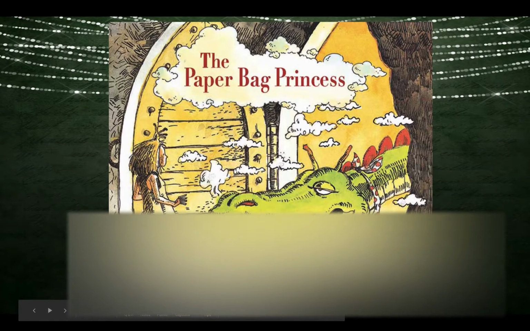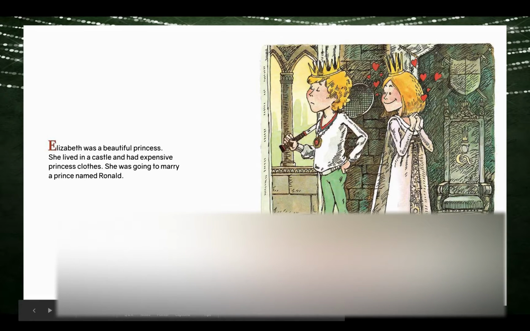So the cover of The Paperback Princess, again, thinking about setting. We see some sky over here with some clouds. It looks like some sort of cave. We obviously have our character here, right, a dragon, and we've got who we can assume is the princess wearing a paper bag. We look at the first page.